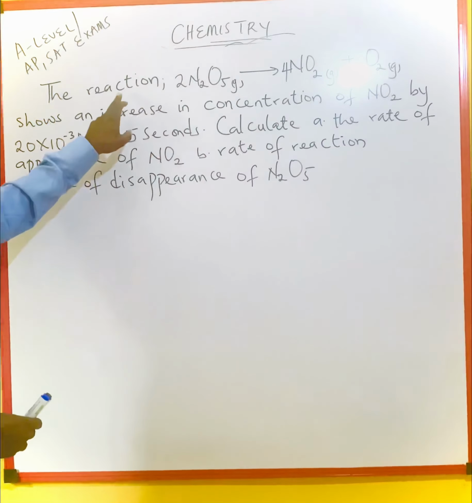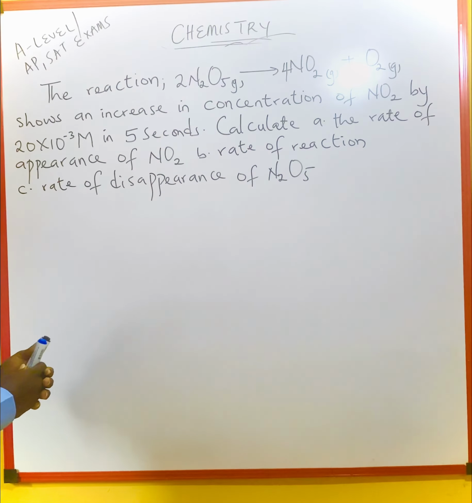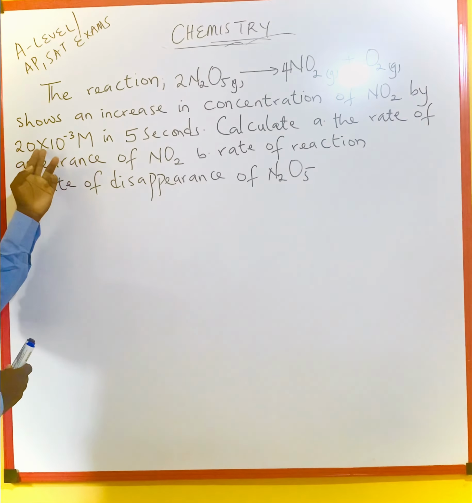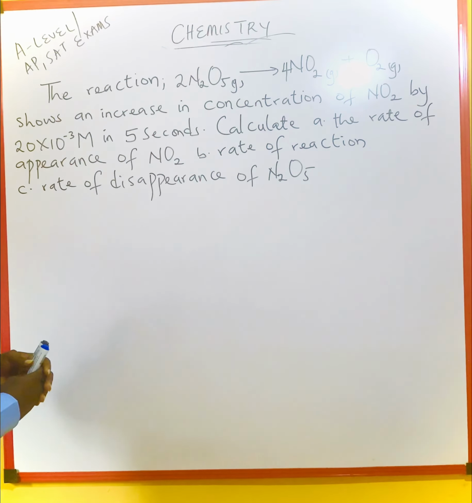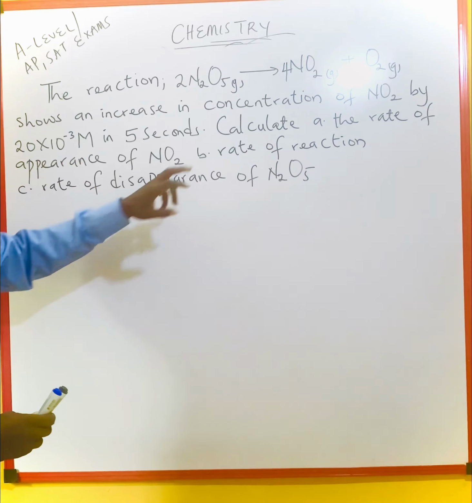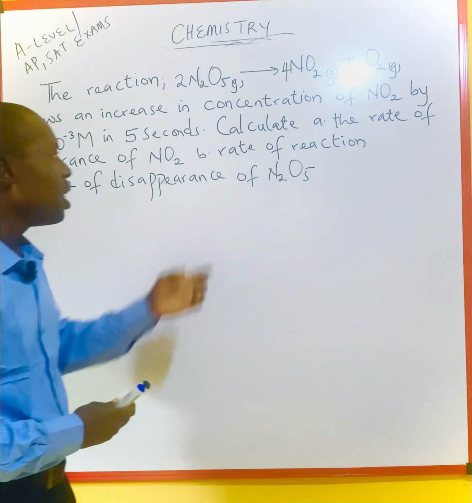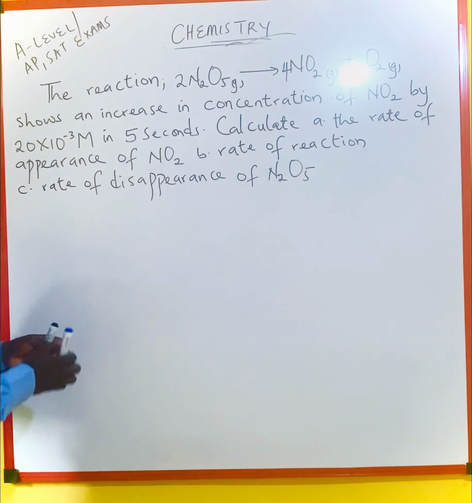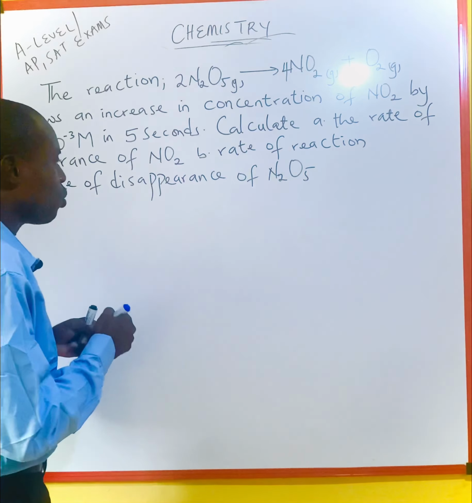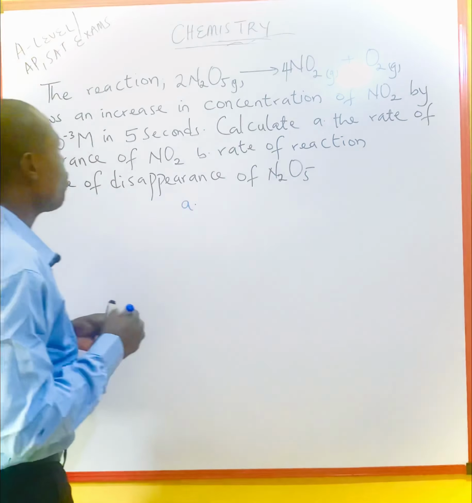The question says the reaction, as you can see, shows an increase in concentration of NO2 by 20 times 10 to the minus 3 molar concentration in 5 seconds. Calculate A, the rate of appearance of NO2, B, the rate of reaction, C, the rate of disappearance of N2O5. We'll start with the solution of A.